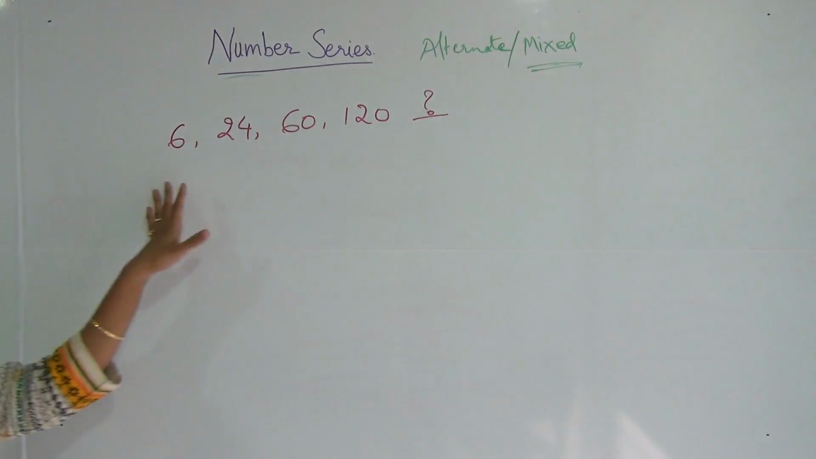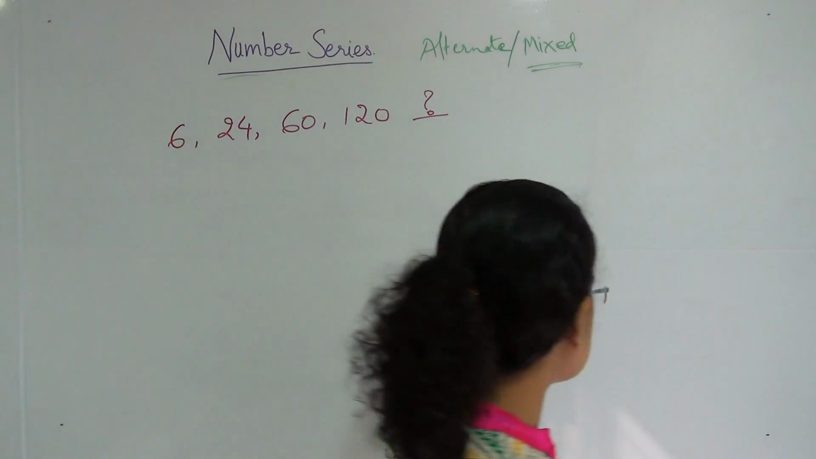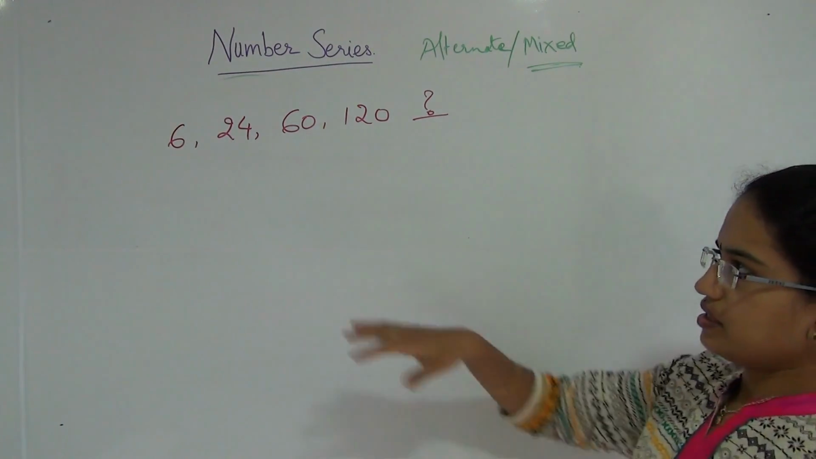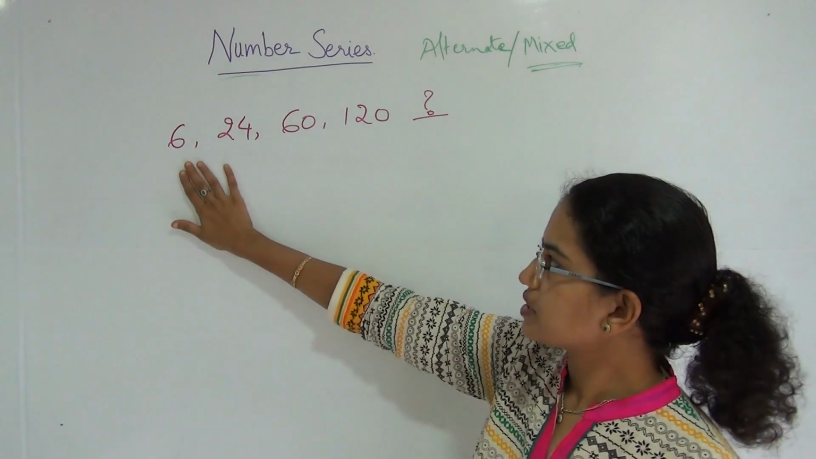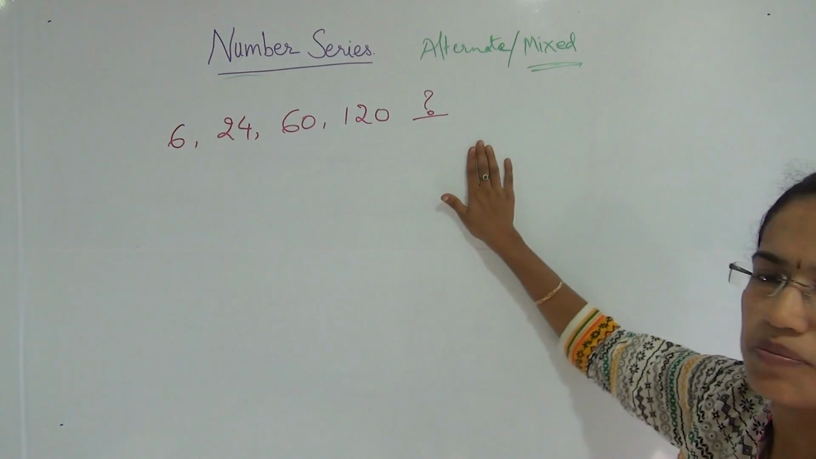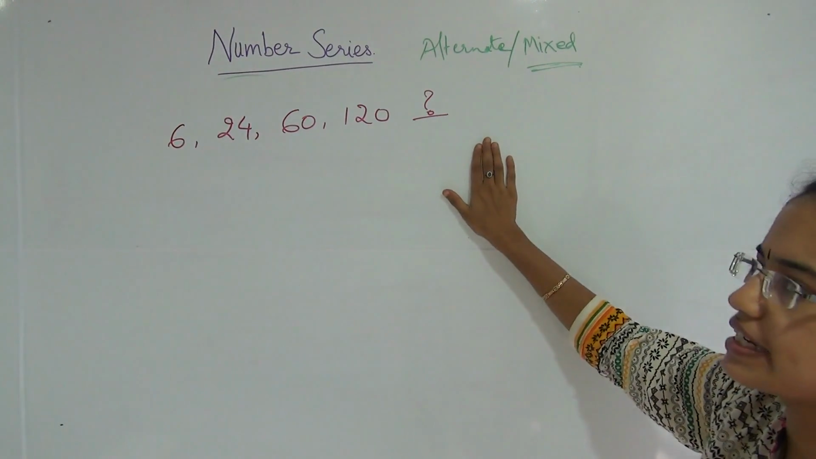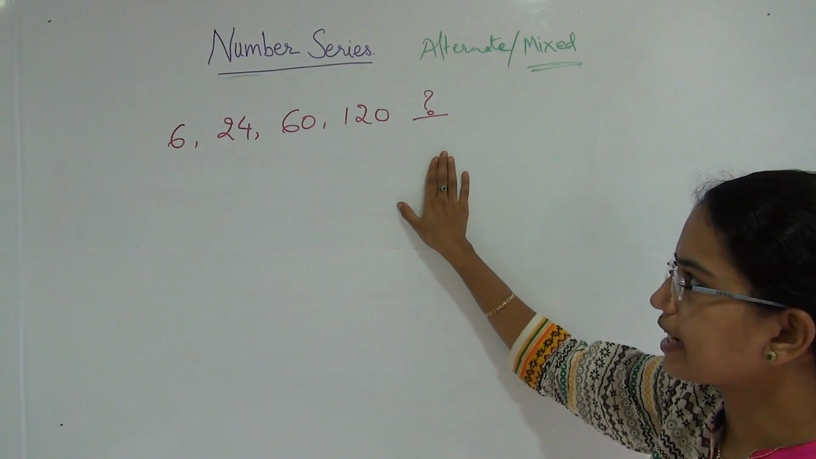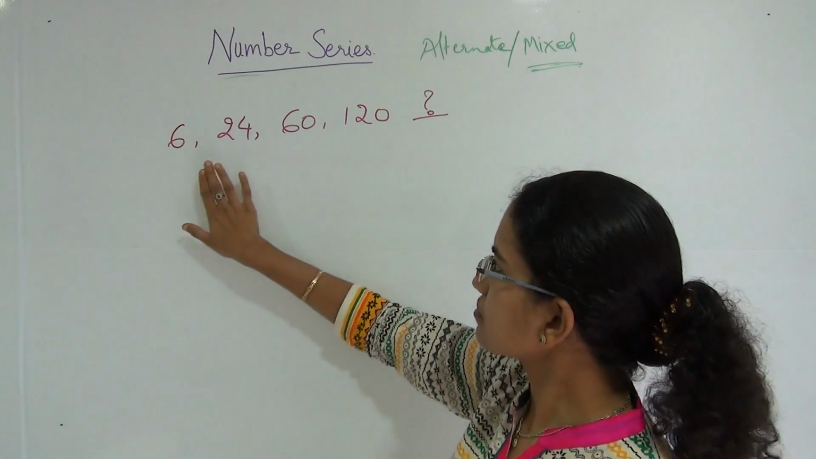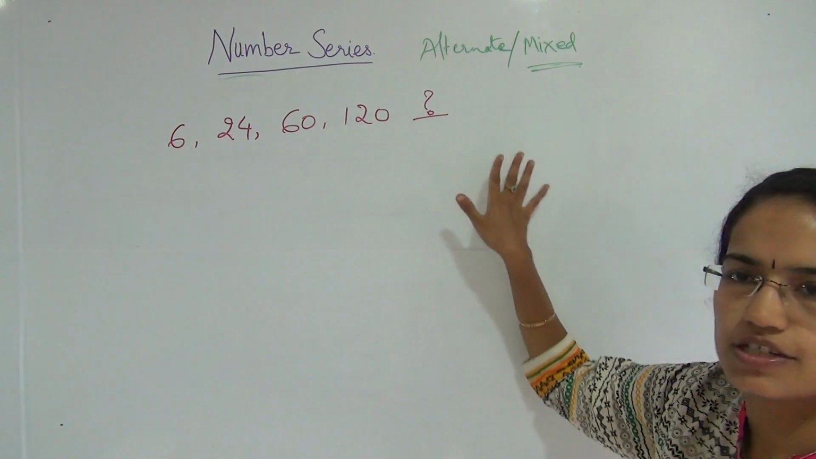Now looking at this question, someone can say this question seems to have an increasing form. But this increasing form itself is not sufficient to tell you that it is an addition question, because the gaps are too big.